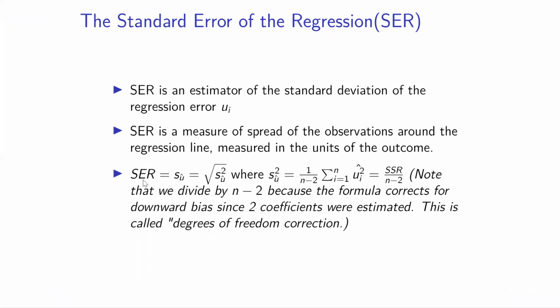Theoretically, we want SER to be as small as possible. A smaller SER suggests that the observations are located closer toward the best fitting line. A bigger SER suggests that the observations are further away from the best fitting line.